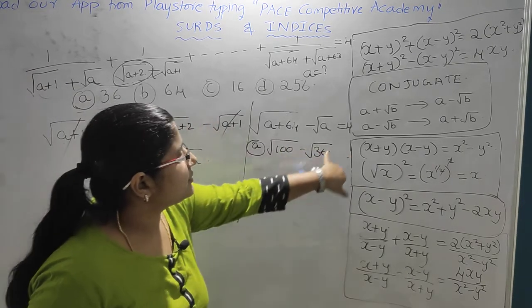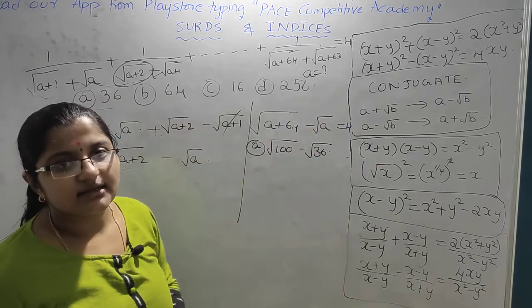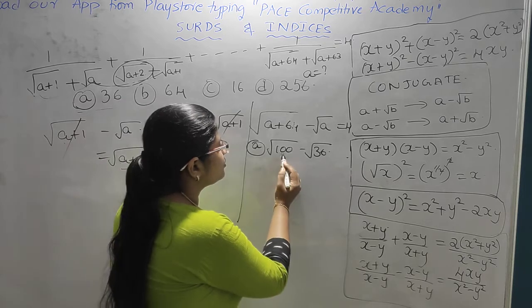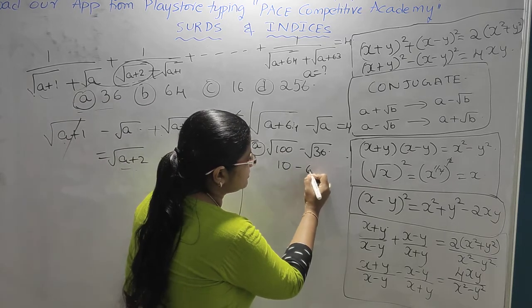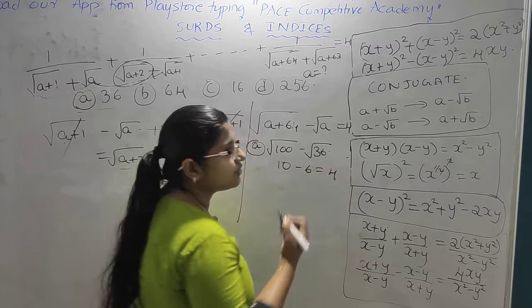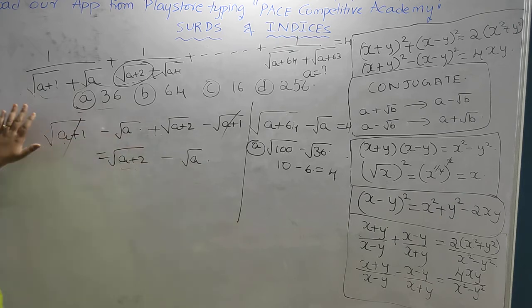If this resultant value is 4, then option A is the right answer. Root 100 is nothing but 10 and root 36 is nothing but 6, which is equal to 4. LHS is equal to RHS, hence the value is root 36. The a value is 36.